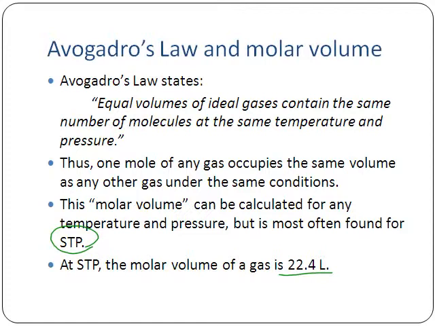So if I have 1 mole of hydrogen gas at STP, it fills a volume of 22.4 liters. If I have 1 mole of methane gas at STP, it'll fill 22.4 liters. Doesn't matter what gas it is. If it's at STP and there's a mole of it, it's going to have a volume of 22.4 liters. That's basically how Avogadro's law works. So let's take a look and see what we would do with this.